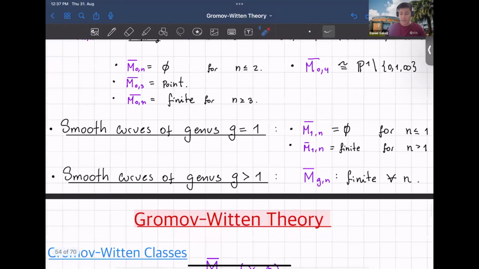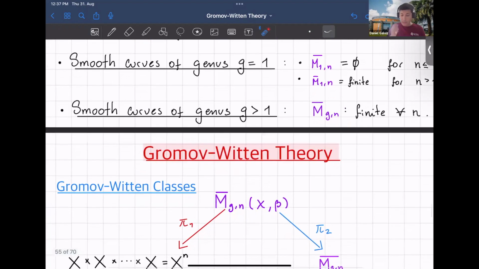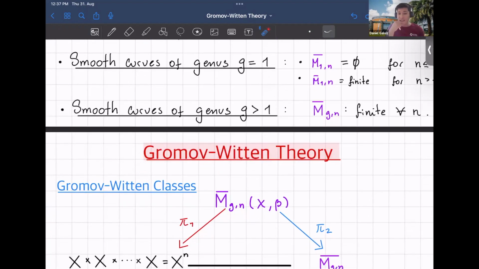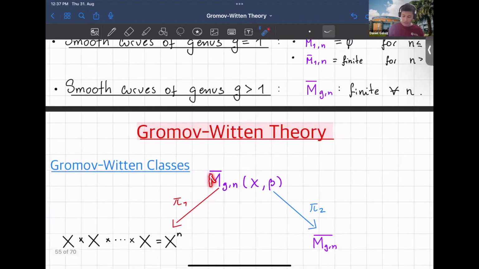Okay, if there are no questions, let's go to the main part of this talk, which is Gromov-Witten theory. Let's start by defining a Gromov-Witten class first, and then Gromov-Witten invariants, because we are going to get the invariants from Gromov-Witten classes. So let's suppose, from now on, I will just discuss the coarse moduli space. Maybe I won't say coarse anymore. But this is the algebraic variety associated with the moduli functor, or the Deligne-Mumford stacks.